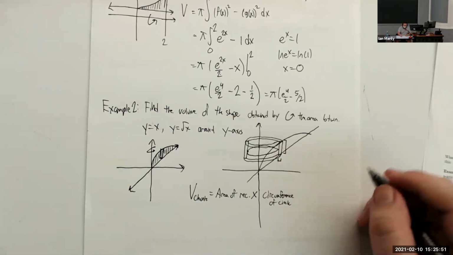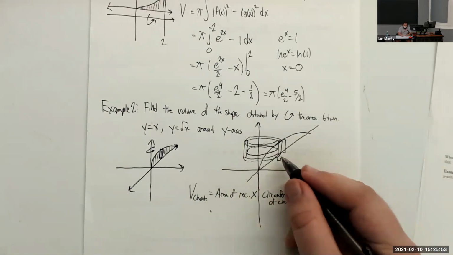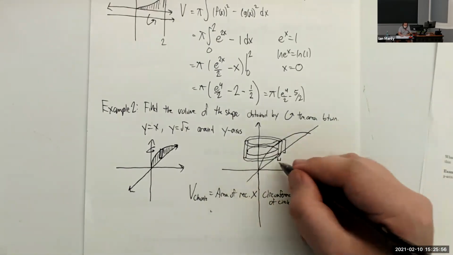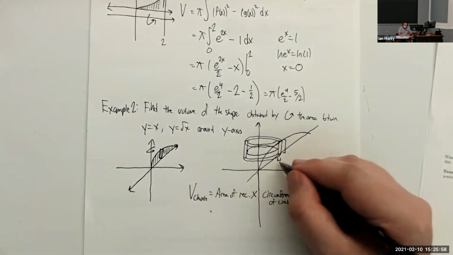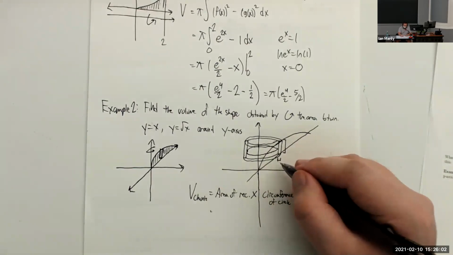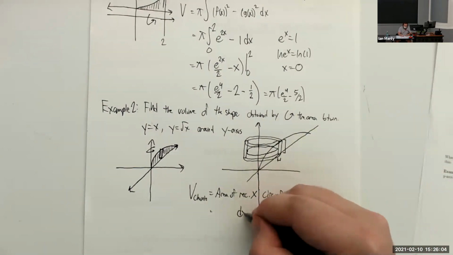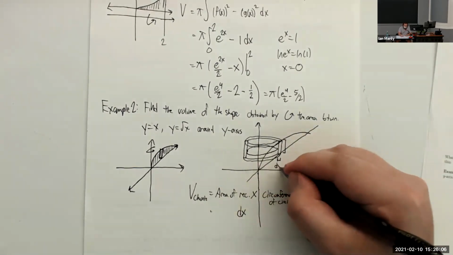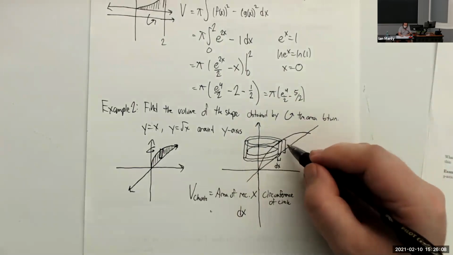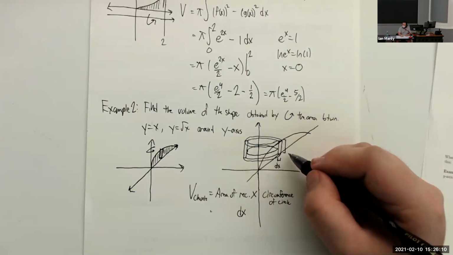All right. So let's see here. How are we going to write down the area of the rectangle? Well, the width here, we know what we're going to call that. What are we going to call this tiny little width? dx, right? Okay, so that's the width here. Now let me ask you guys this. What's the height of this rectangle?